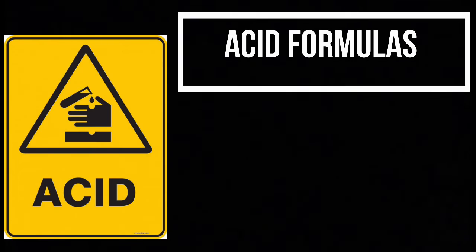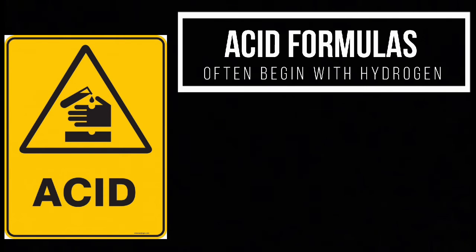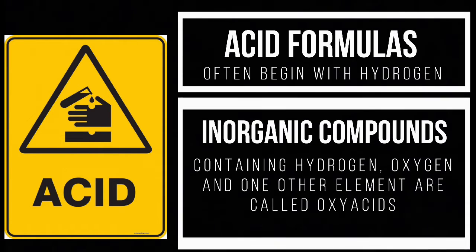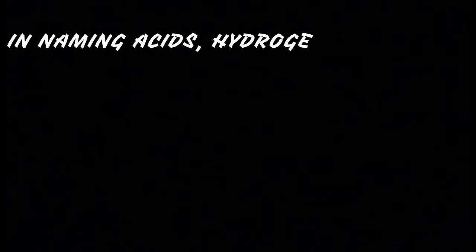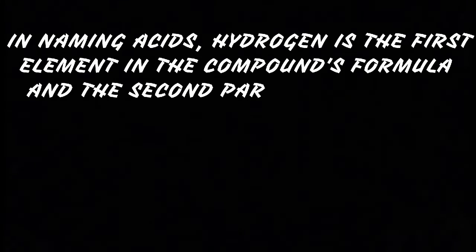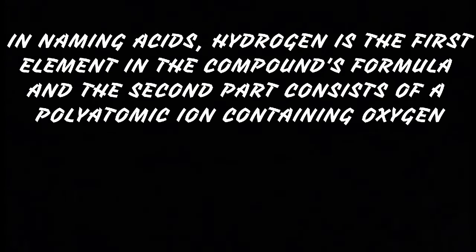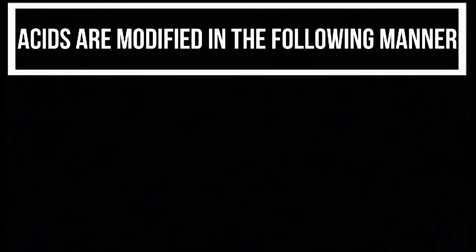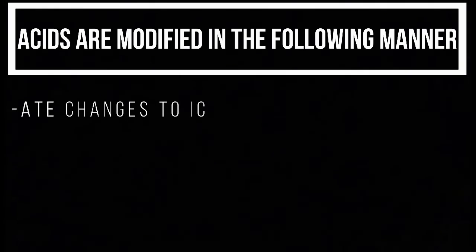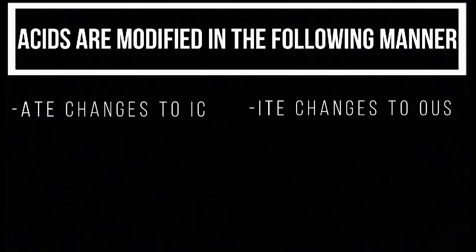Acid formulas often begin with hydrogen, and inorganic compounds containing hydrogen, oxygen, and one other element are called oxyacids. In naming acids, hydrogen is the first element in the compound's formula, and the second consists of a polyatomic ion containing oxygen. It is modified in the following manner. -ate changes to -ic, while -ite changes to -ous.